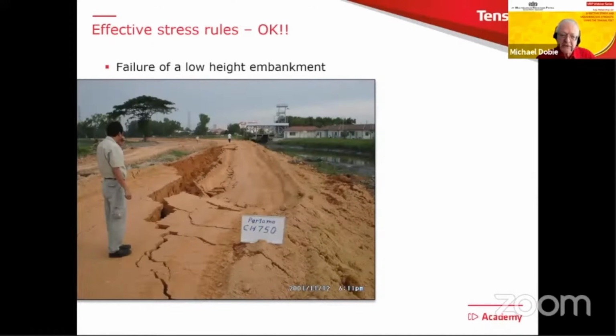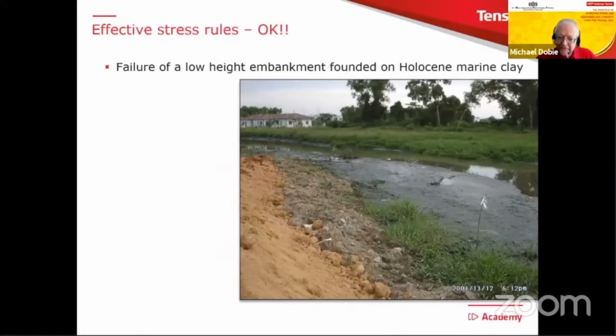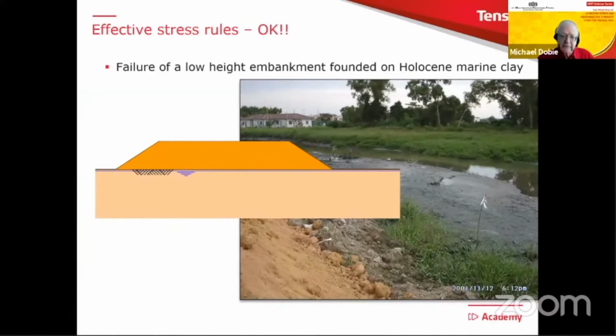So here we are, effective stress rules. Okay, so here's a fairly unimpressive failure of a low height embankment. It's actually in Malaysia, not far from the island of Penang. And you can see this embankment maybe about 3 meters high. A very, very classic looking failure into a drainage channel on the right. And if we look over on that side, you can see how the material is heaved up at the toe of that failure. So if we think about a little bit of a cross section, there was our embankment, high water table, and we've had a failure something like this.